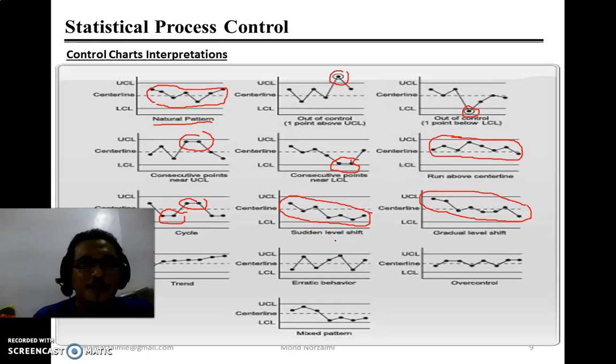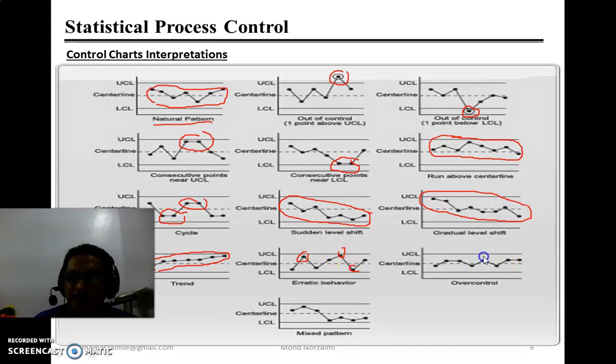That's why we need to always ask ourselves why. Then the trend, where the data keeps increasing, like COVID. Erratic behavior, near the upper and near the lower. Over control, so we need to investigate why the data is like this. And also the mixture pattern, this is above the central line, this is below the central line. So that's how we interpret the control chart.